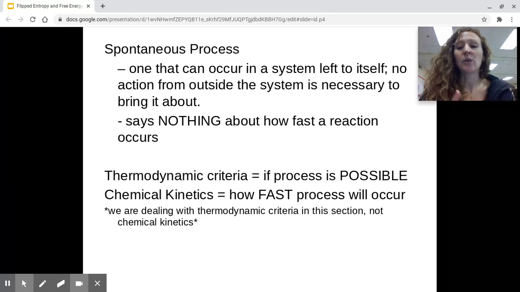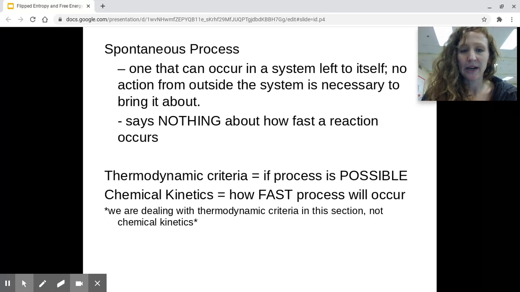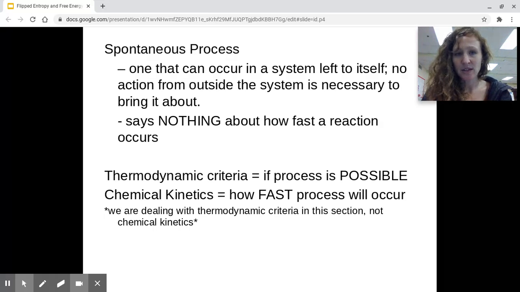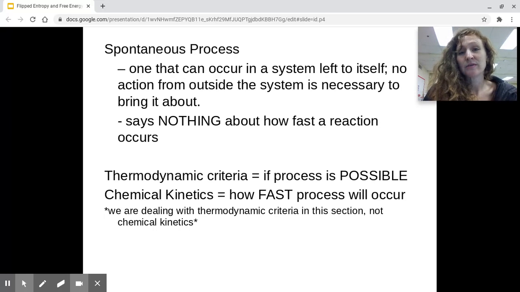Okay, another thing I want to talk about before we move on is examples. What are some examples of spontaneous processes? So the easiest, most visualizable process would be a ball on a hill. If there's a ball on the side of a hill, okay, it's going to roll down the hill all by itself. No one has to kick it. No one has to push it. It's just going to roll all by itself.